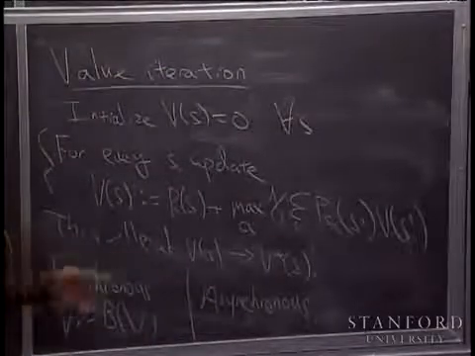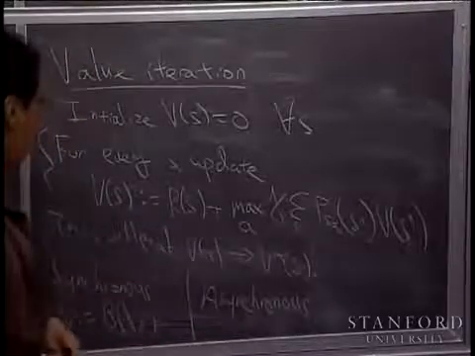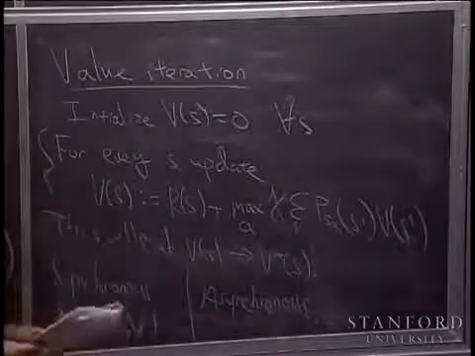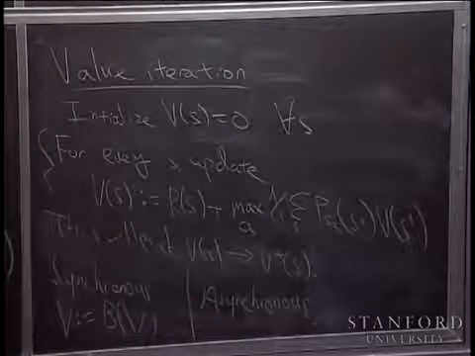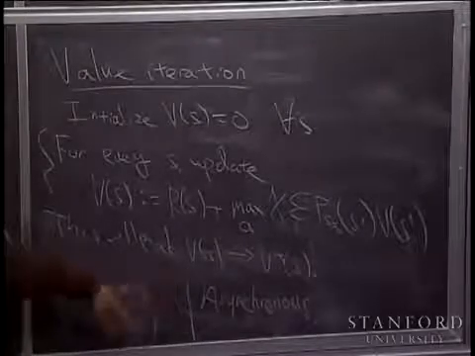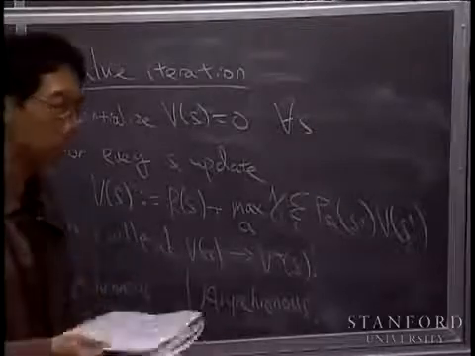And both versions will cause V of S to converge to V star of S, so you can implement either. Asynchronous updates are maybe just a tiny little bit faster, but both work fine. And it turns out in the analysis of value iteration, synchronous updates are also easier to analyze. So in practice, both work about equally well, asynchronous being just a little bit faster.